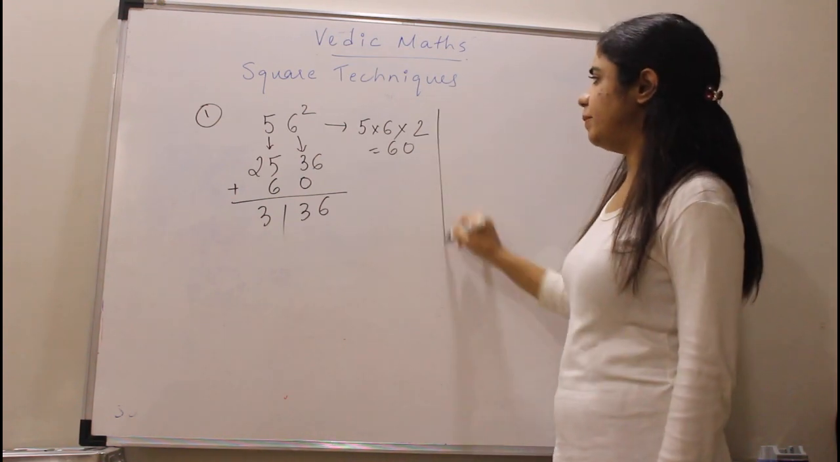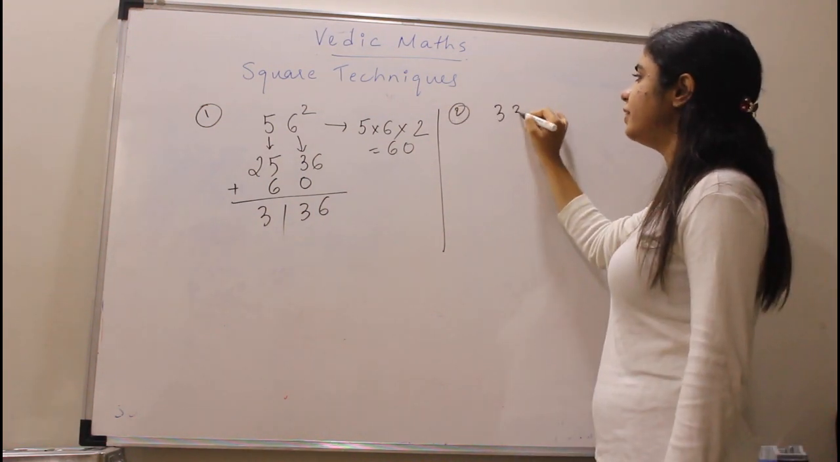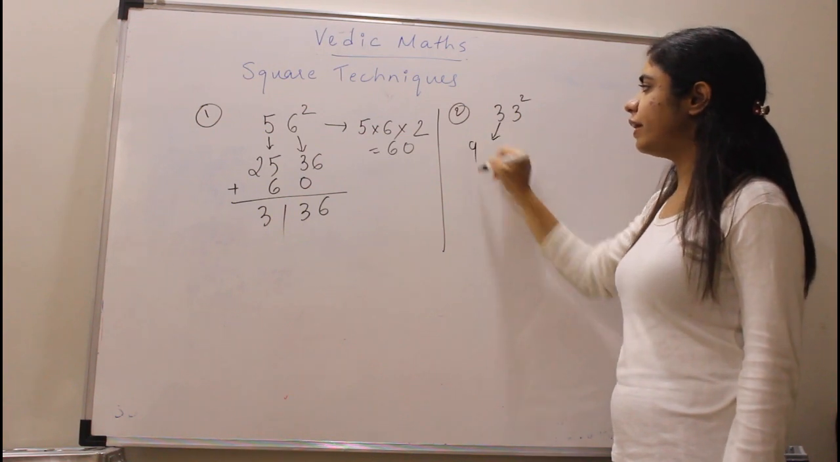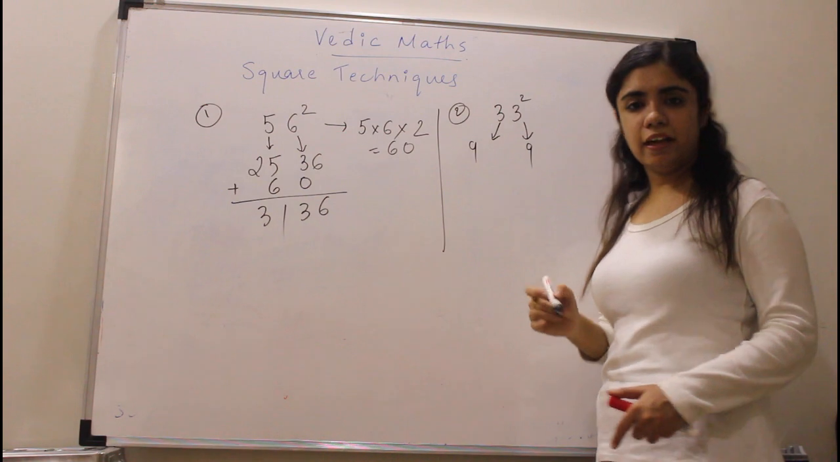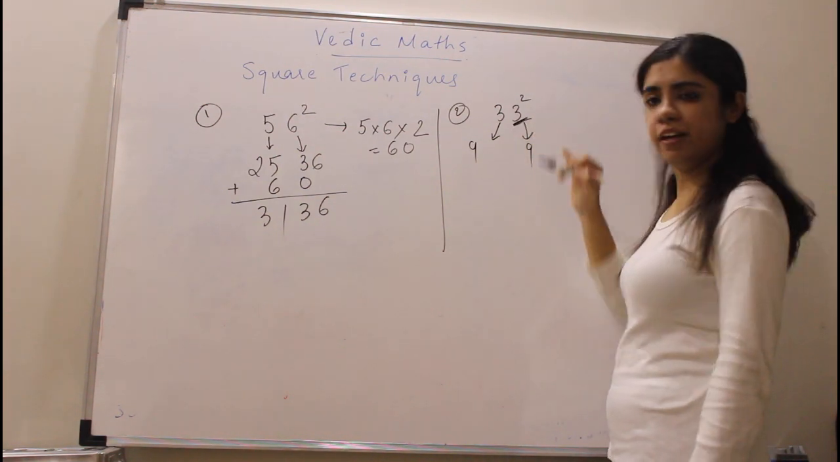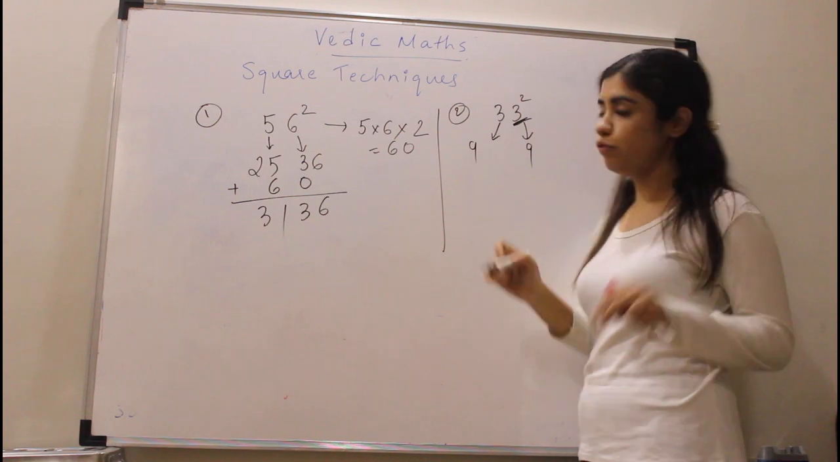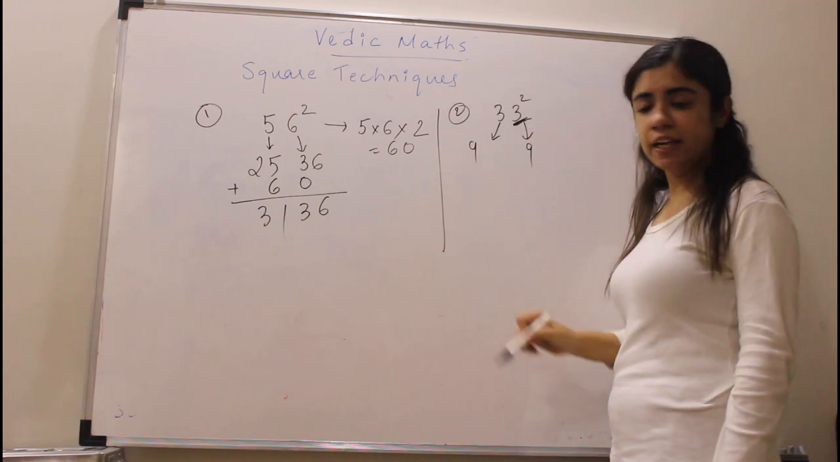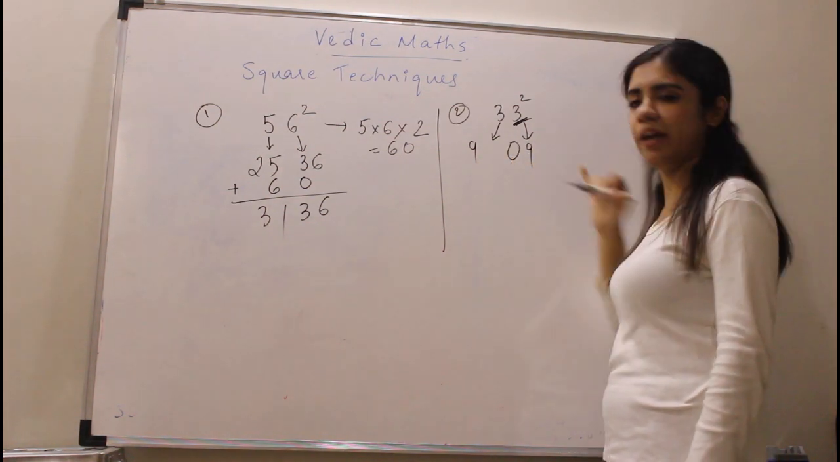Let's take another example. Suppose if I ask you, let's say, what is 33 square? The square of 3 is 9, and this also is the square of 3, which is 9. But remember, for each digit you're supposed to write 2 numbers. But this is only 9, so I'll put a 0 here. So my number becomes 909.